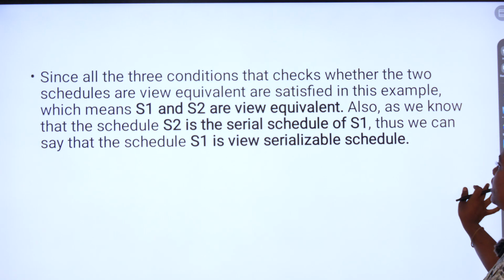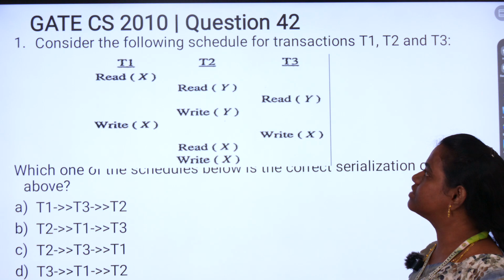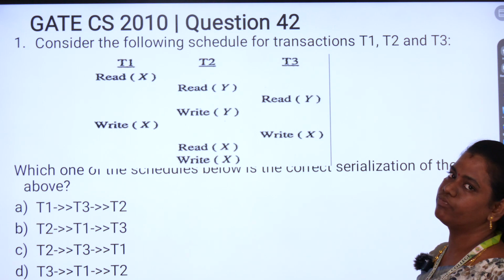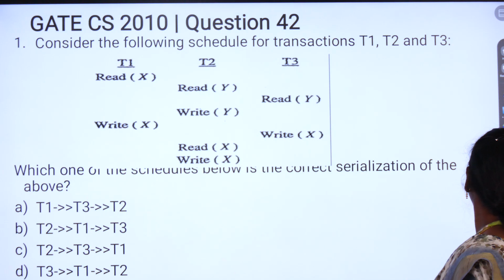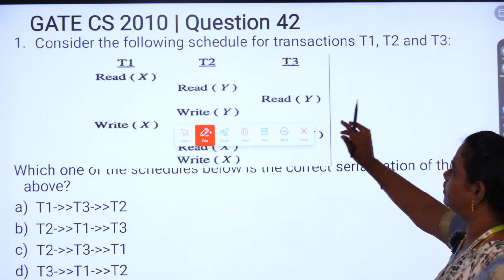Okay, next we'll see GATE problems. This is our first question, asked in GATE CS 2010, question number 42. The question is: consider the following schedule for transactions T1, T2 and T3.